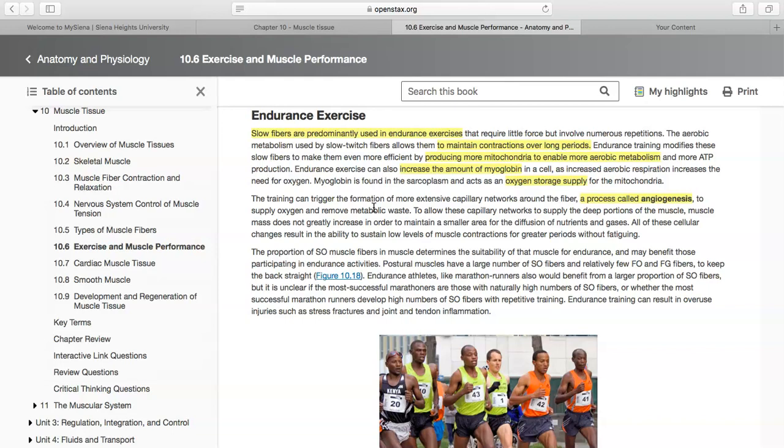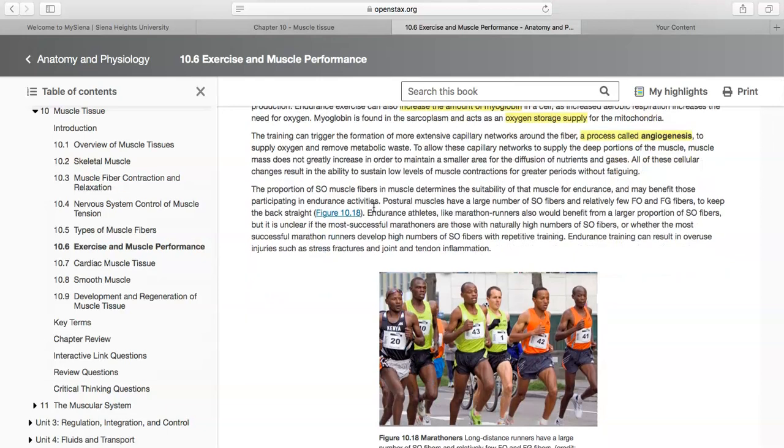a process that we know is called angiogenesis, or the production of more blood vessels. And that supplies oxygen and removes metabolic waste from those muscles. And so that just continues to allow those muscles to be working for long periods of time without fatiguing.